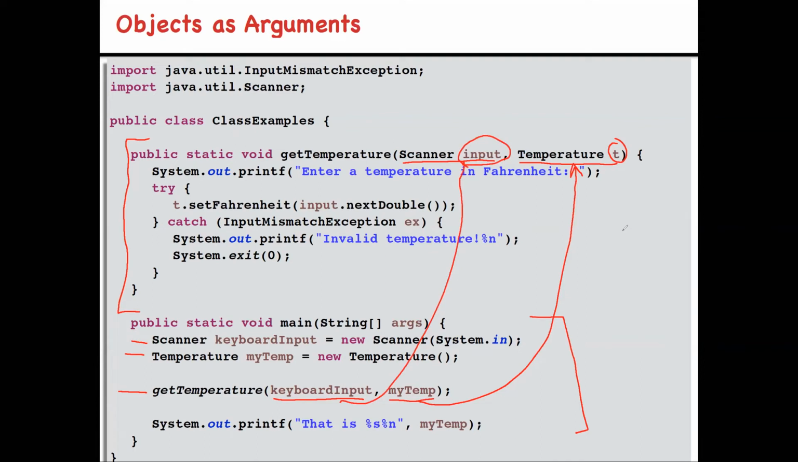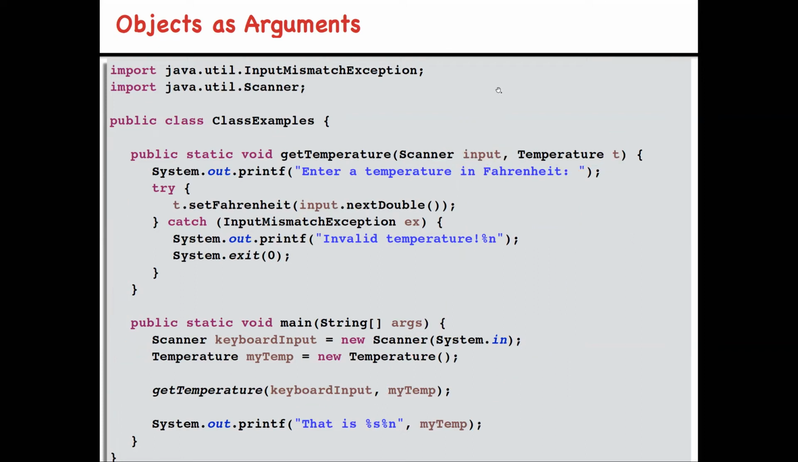So it's not any different than using a method in a standard way. It's just the type is different. The type is a scanner and a temperature here rather than an int and a double. So it works the same way. That's the key here. Works the same way as using regular primitives.